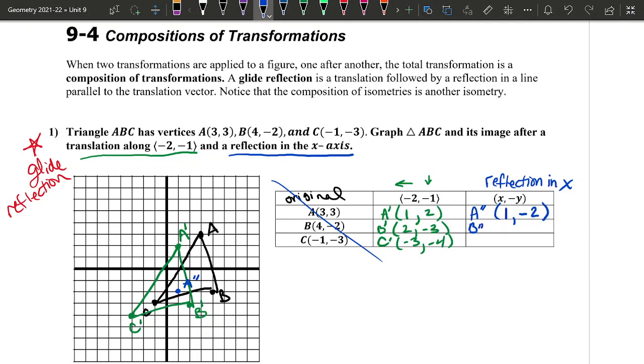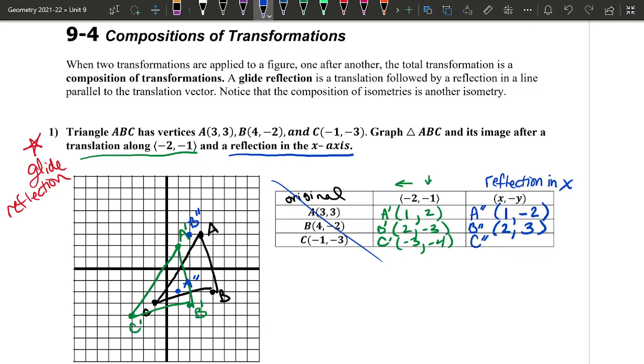B double prime, 2, positive 3, because it was 2, negative 3, so it's 2, positive 3. So 1, 2, and down 3. I went in the wrong direction. Over 2 and up 3. 1, 2, 1, 2, 3. There it is. Up 3. That's B double prime.